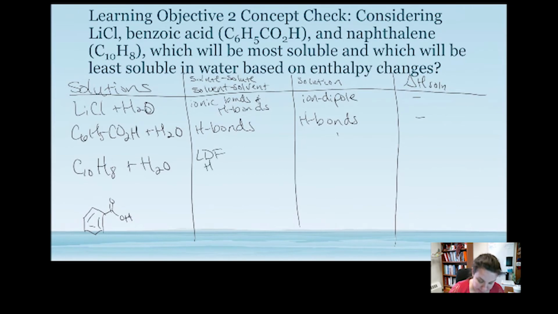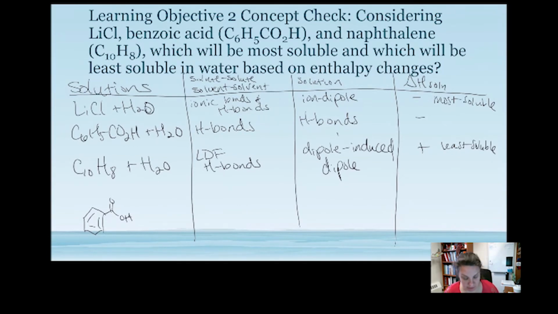Lastly, we're going to have naphthalene in water. We're breaking London dispersion forces with the naphthalene and hydrogen bonds with the water. We're going to be making dipole-induced dipole interactions, and that is a very, very weak interaction, significantly weaker than our hydrogen bonds. So this is going to be a positive process, which means the lithium chloride will probably be the most soluble, while naphthalene will be the least soluble.